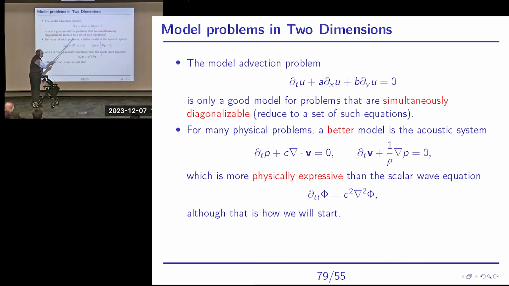A much better problem is to look at the acoustic system, in which changes of pressure are driven by the divergence of velocity, changes of the velocity are driven by the gradient of the pressure. And I steered clear of this for a long time because it seemed to have so many unknowns. I wasn't sure how I would think about it. But actually, it's much more physically expressive than the scalar wave equation, although that's what I'll start with.